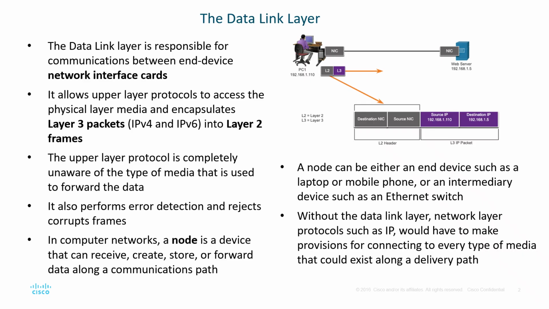So in our computer networks, a node is a device that can receive, create, store, or forward data along a communication path. It can be either an end device, such as a laptop or a mobile phone, or an intermediary device, such as an Ethernet switch. So don't forget, end devices, examples are PCs, scanners, printers. Intermediary is a device that goes between the source and the destination. So something like a router, a switch, a repeater, those are intermediary. So think of intermediate just as it is, in between.